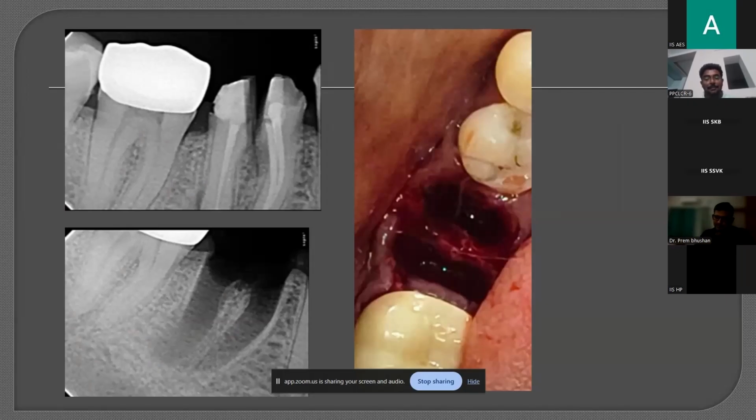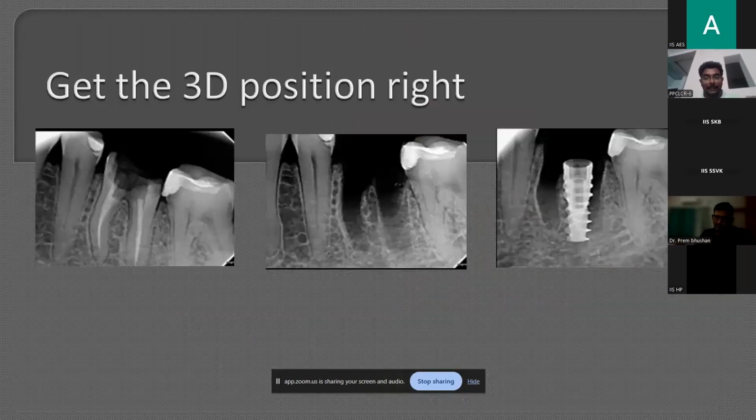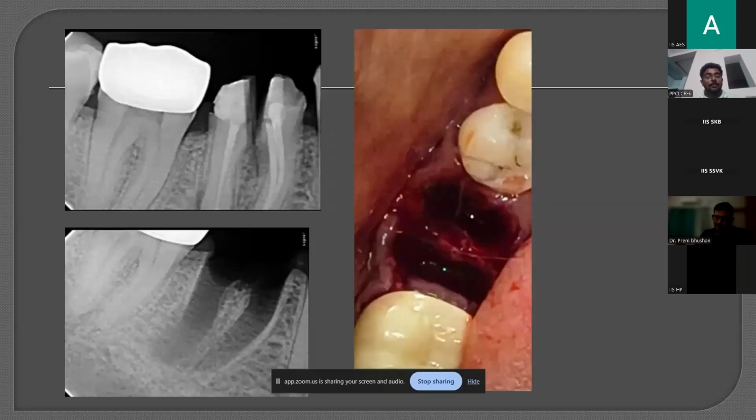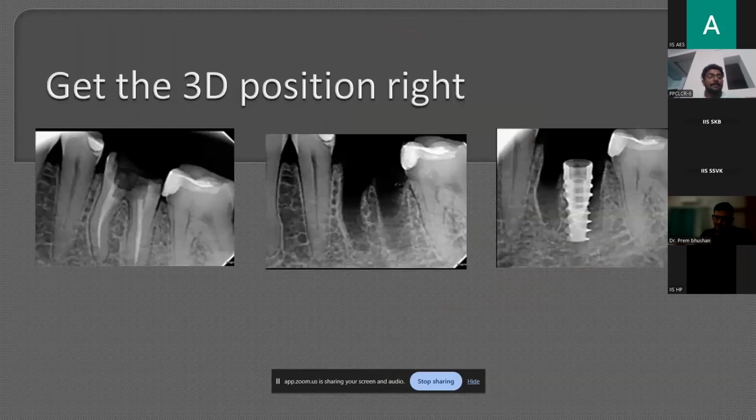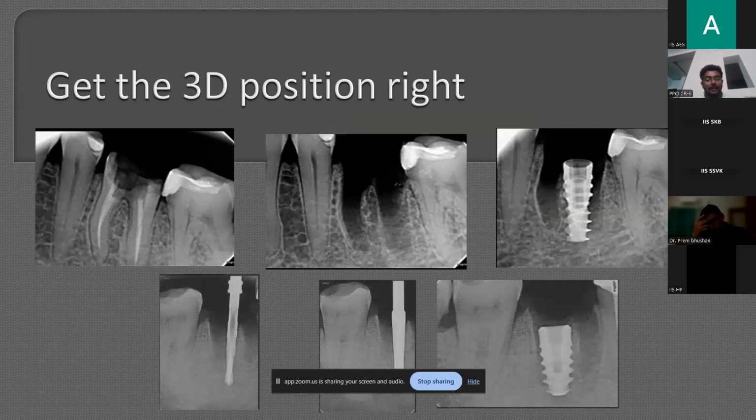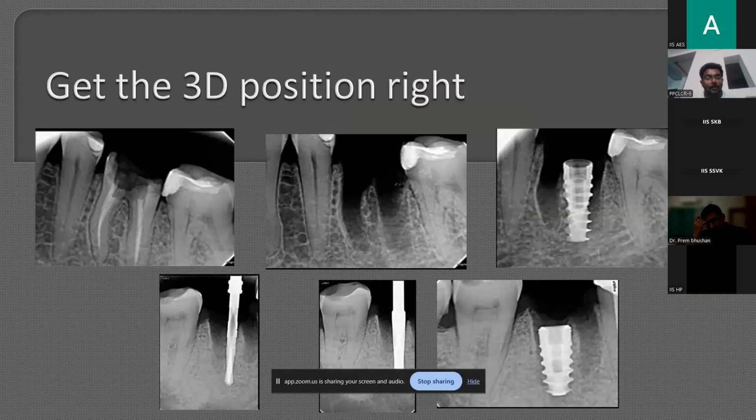And in this image, we can see the interdental bone, which is very well maintained. So the second key aspect is to get the three-dimensional position right. Whenever we do an immediate implant, a very big challenge that we face is that by the time we place the implant, we finally see that the implant is into one of the roots, and it is not exactly in the center or in the interdental septum where it needs to be.